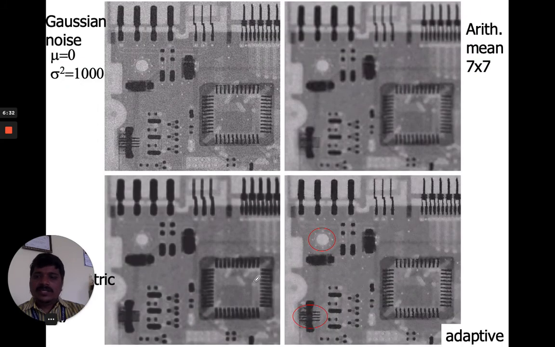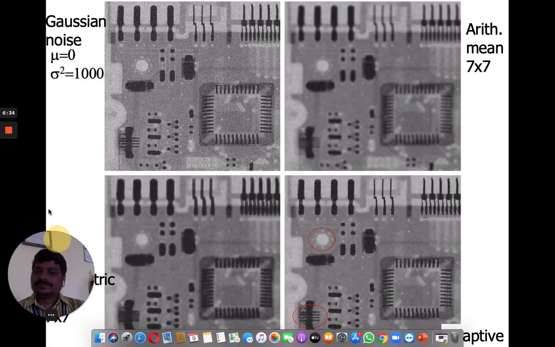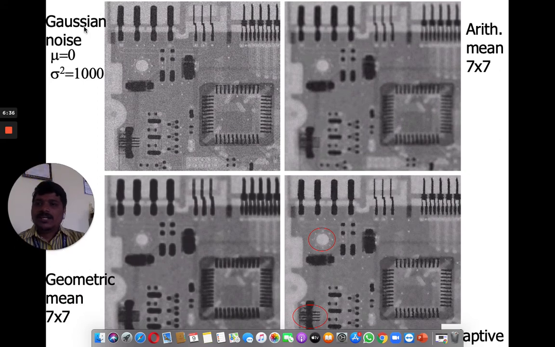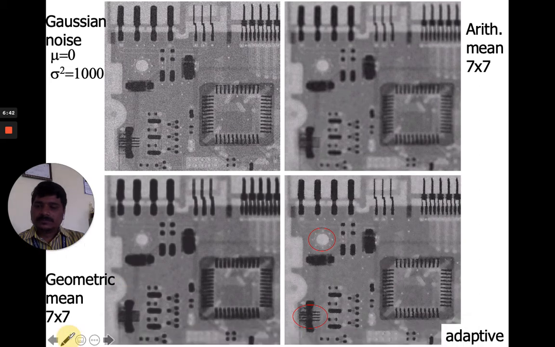You can see in this figure, Gaussian noise with mu equal to 0 and variance 1000, this is the output. When you pass the same original image through the arithmetic mean, this is the output of the arithmetic mean. And the same input applied to the geometric mean, this is the outcome.